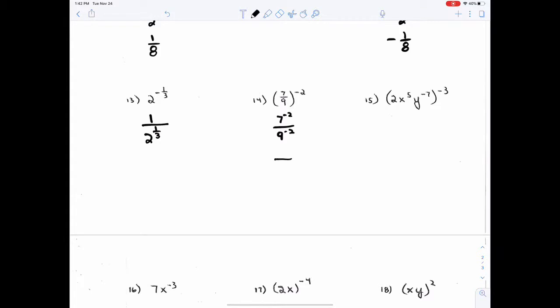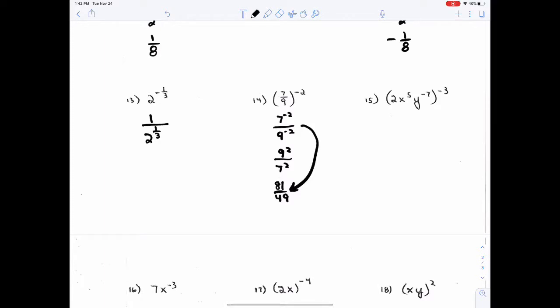And then I'll flip them. No, I'm not going to flip them. The one in the numerator goes to the denominator. The one in the denominator goes to the numerator. And then that'll be 81 over 49. And you could skip this middle step and go straight to that.